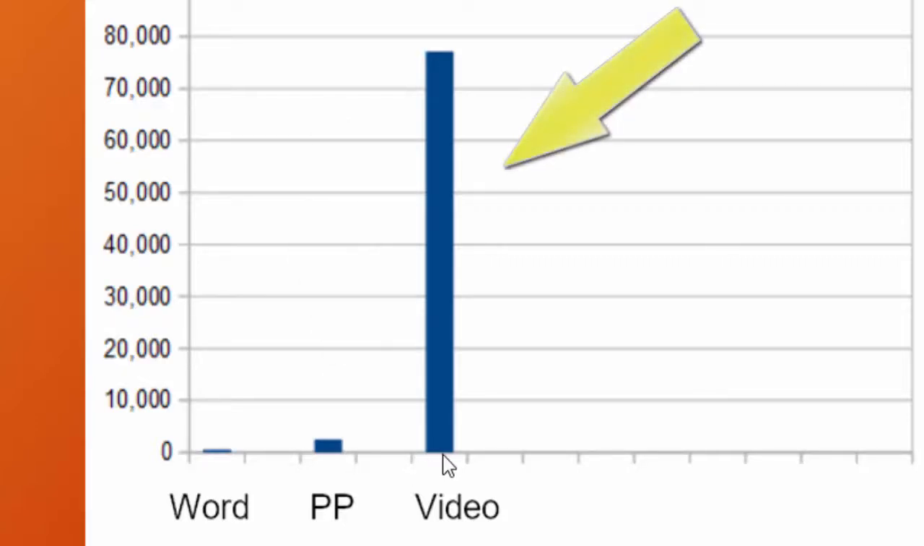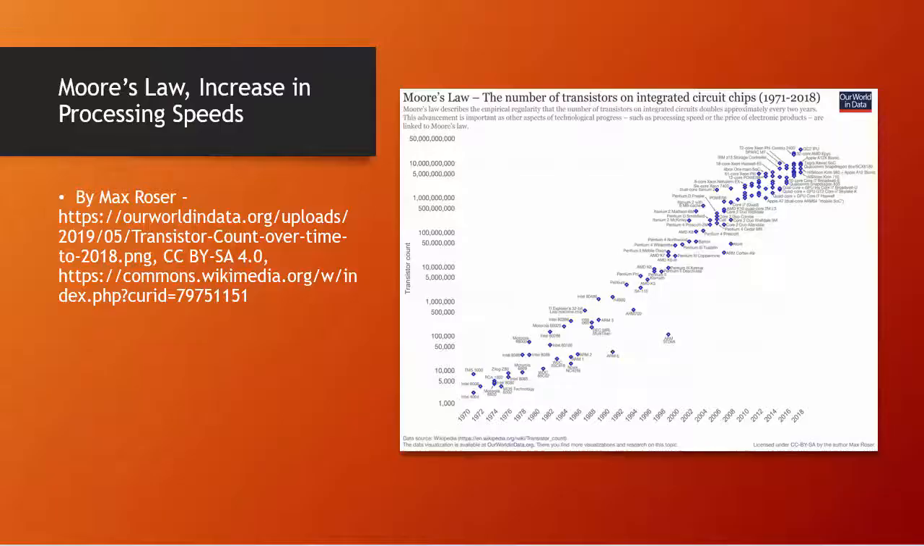Take a look now at the video. This represents obviously the graphics and the sounds and everything. This is 77,166 kilobits. So the early computers could only do these smaller files, but as more and more memory and speed became available, these larger files were possible.